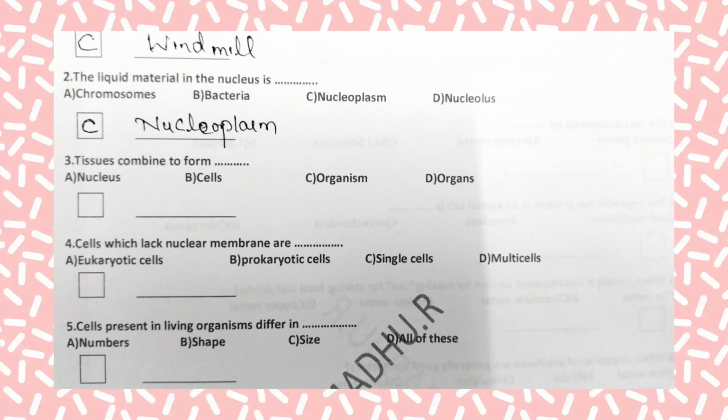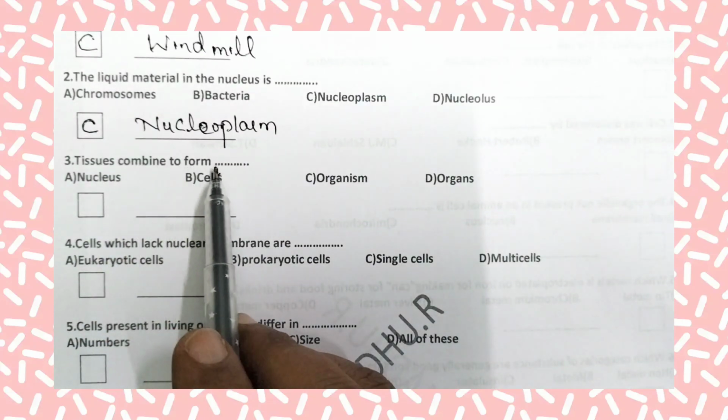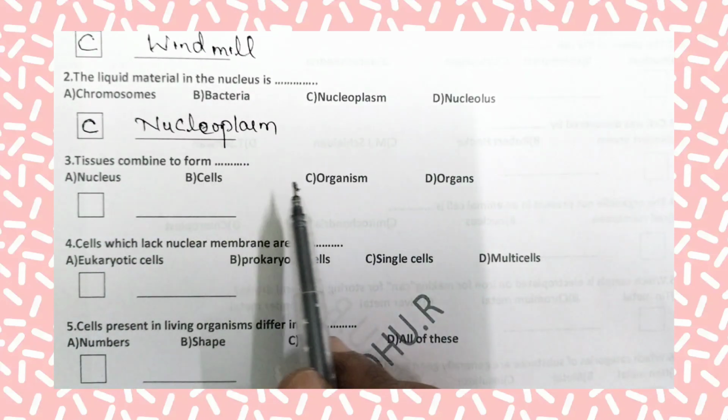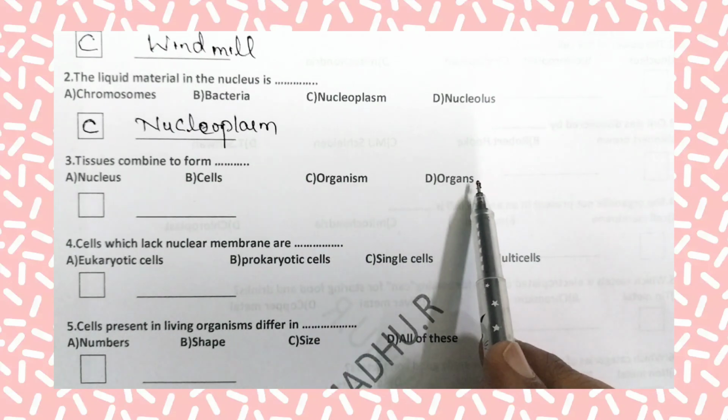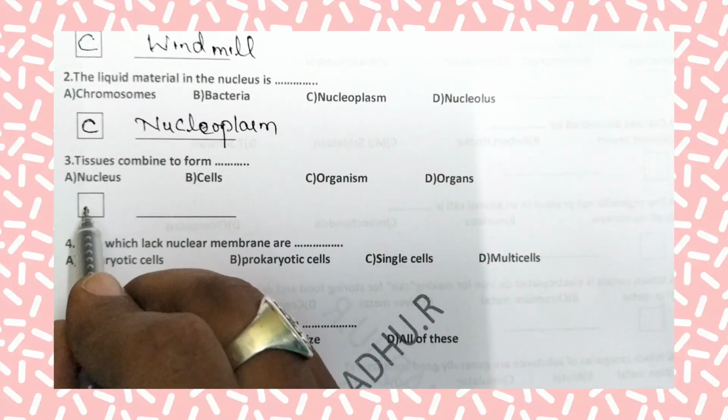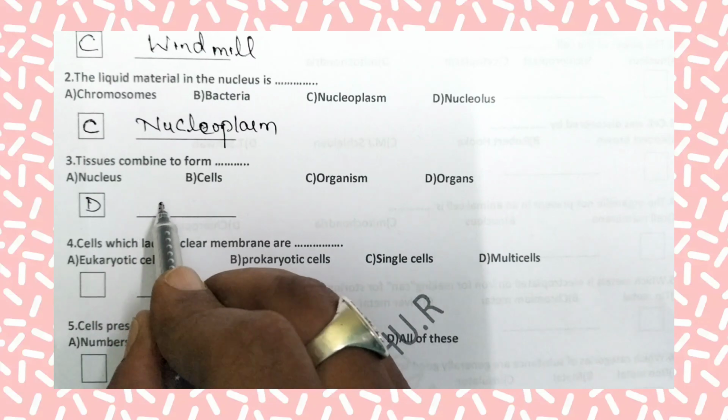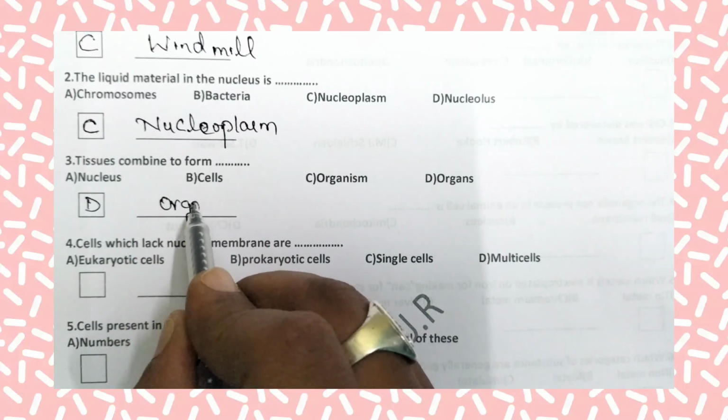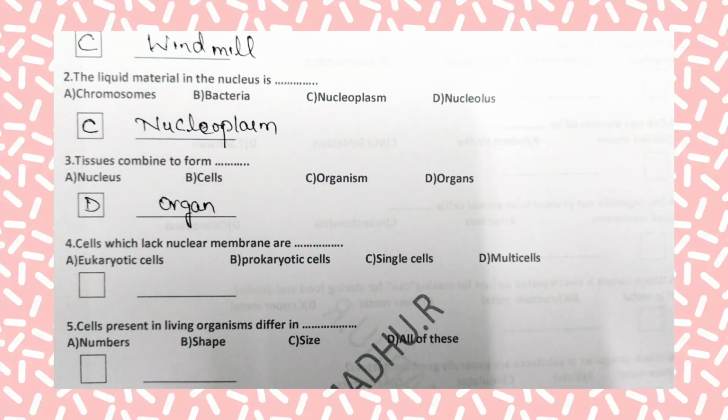Next, coming to the third question. Tissues combine to form nucleus, cells, organism, organs. The right answer for the third question is option D. A group of tissues will form an organ.